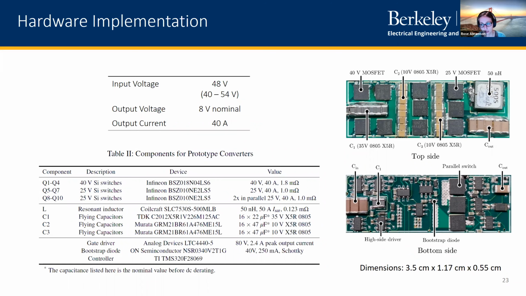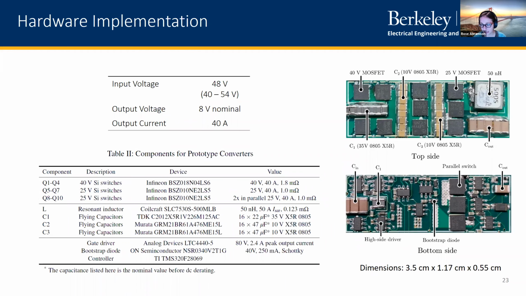And then you can also see these capacitor banks of C1, C2, and C3 for those flying capacitors. And so just to give you a sense of scale, that 40 volt MOSFET, for example, by C1 is a 3 millimeter by 3 millimeter. So the capacitor area is actually quite small in terms of overall board area.